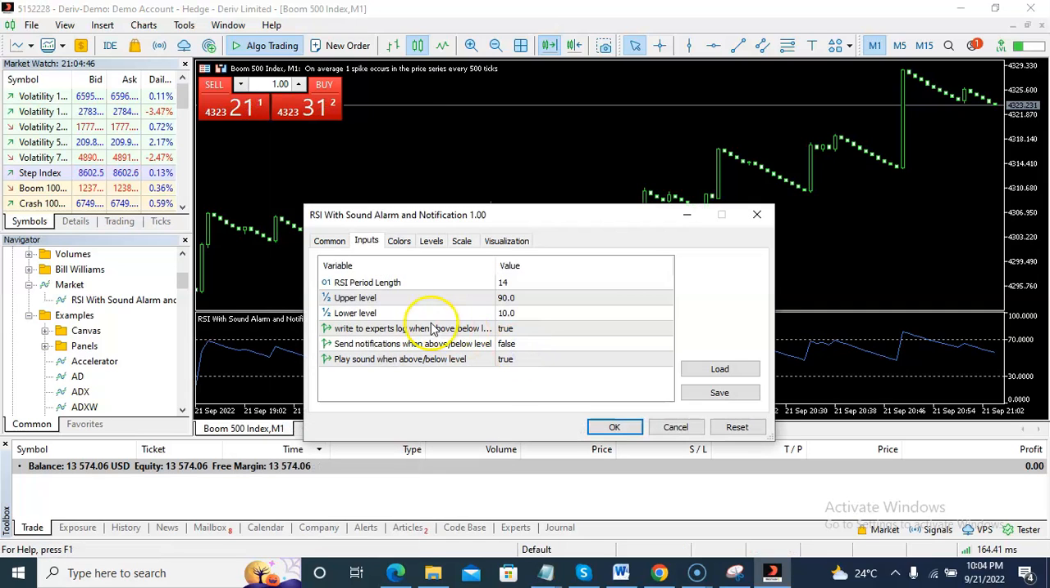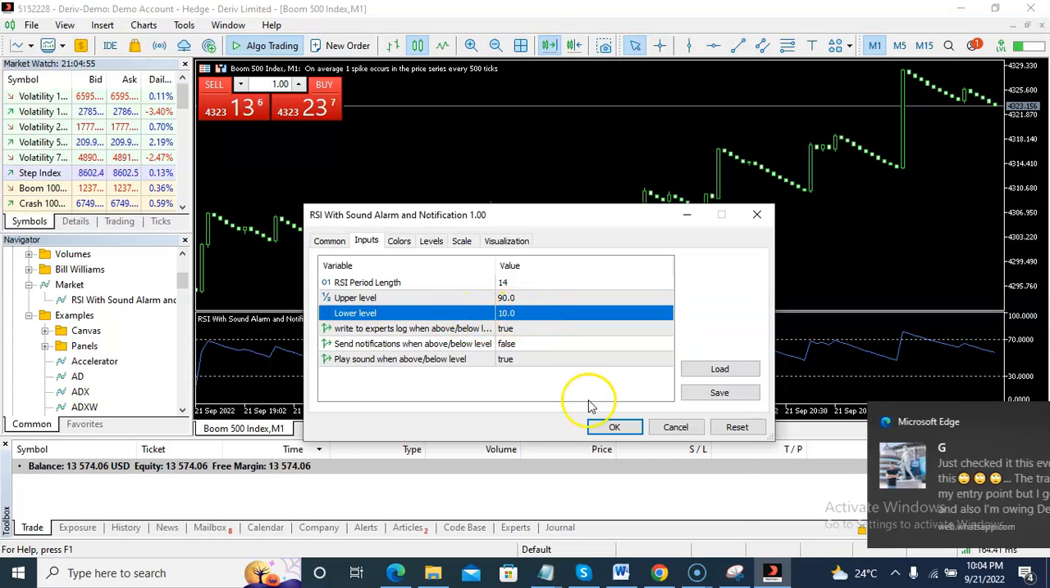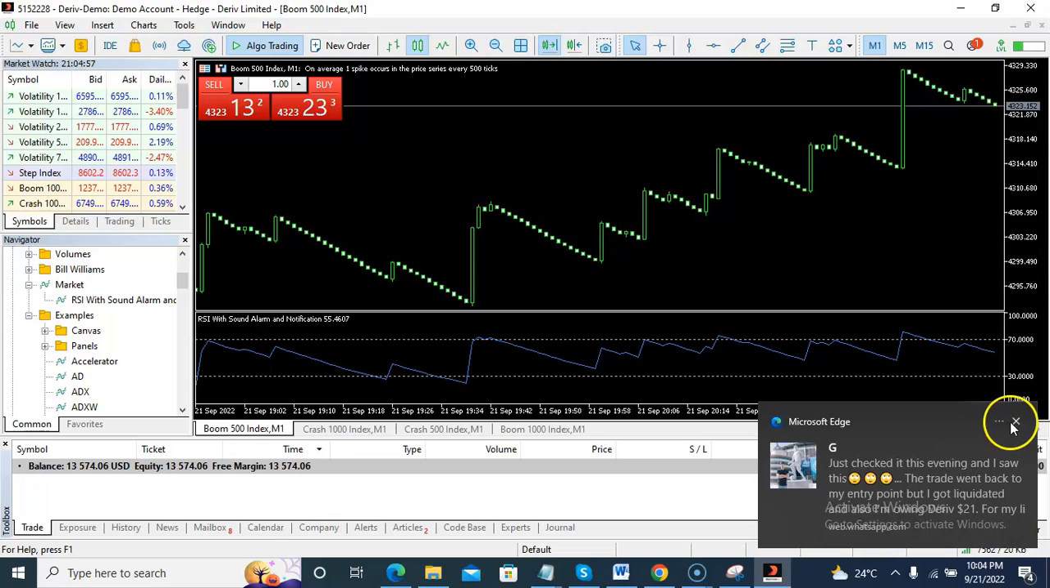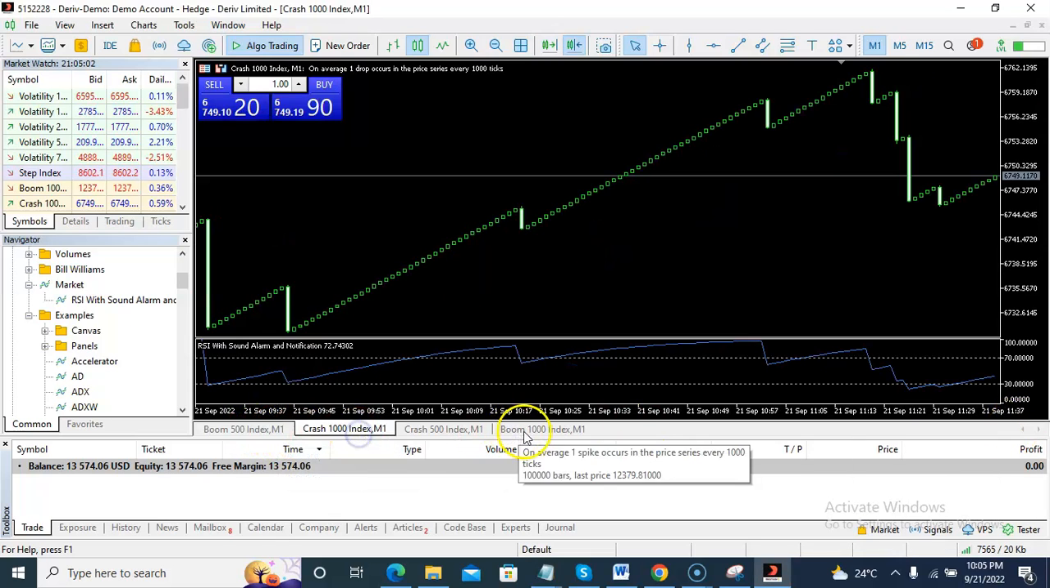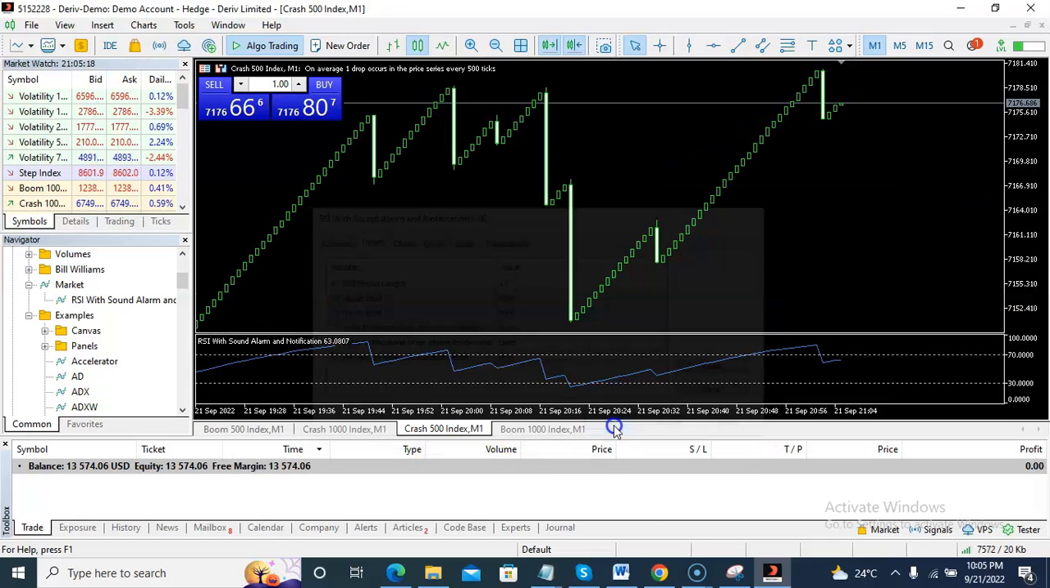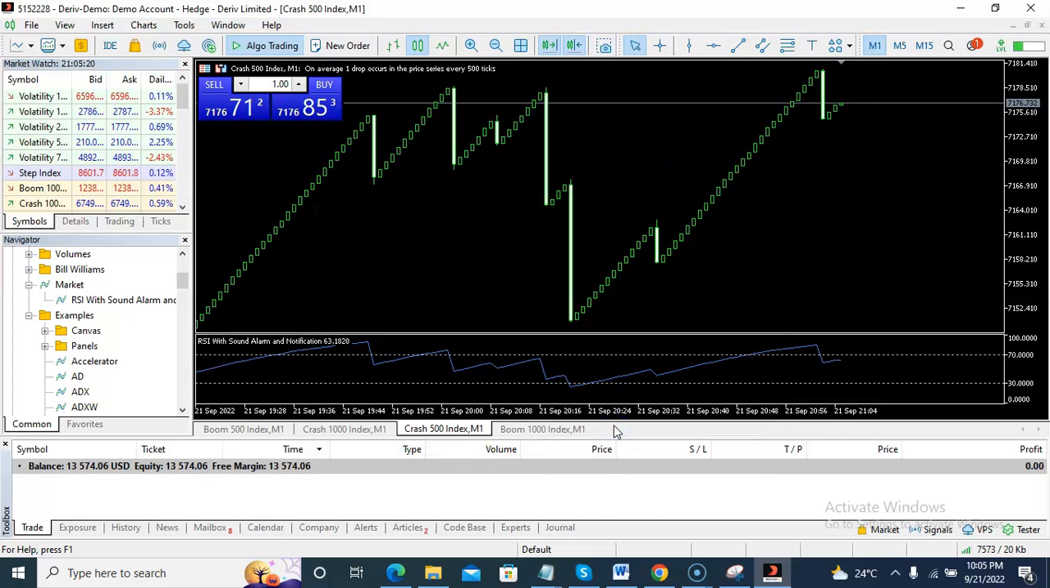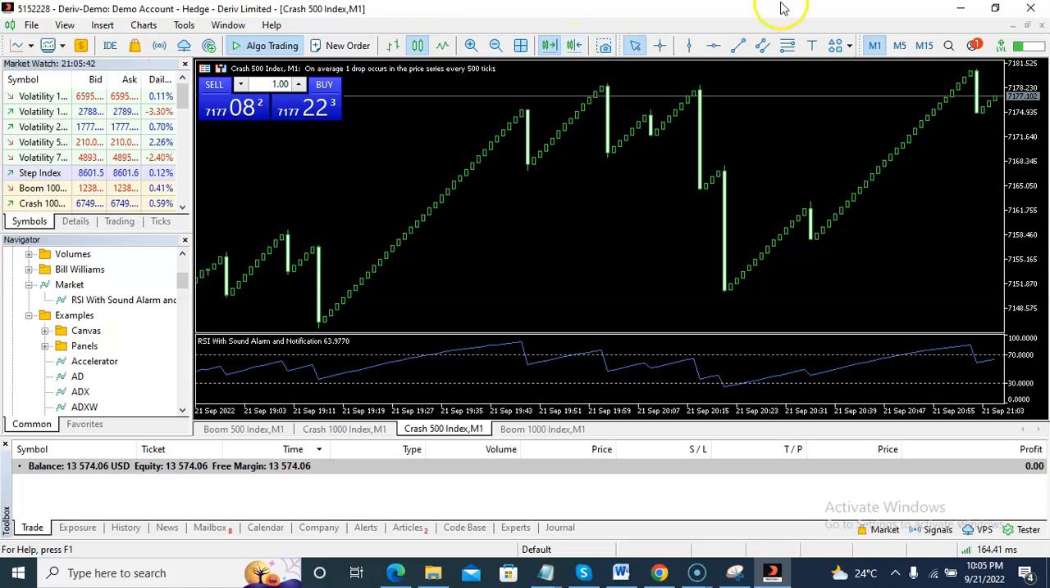if you come to the indicator settings here, you can see the RSI upper level, leave it at 90. Then the lower level, which is the oversold region, leave it at 10. That is for all of them, so we have the Boom 500, Crash 1000, and the other two here. I'll just tell you the conditions that should be met so that you can accurately predict when a spike will occur.